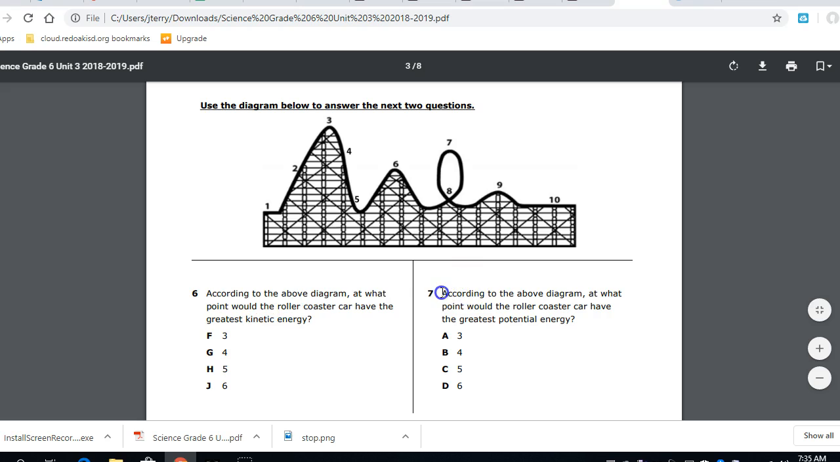Number 7, according to the above diagram, at what point would the roller coaster car have the greatest potential energy? Is it A, number 3, B, number 4, C, number 5, D, number 6?